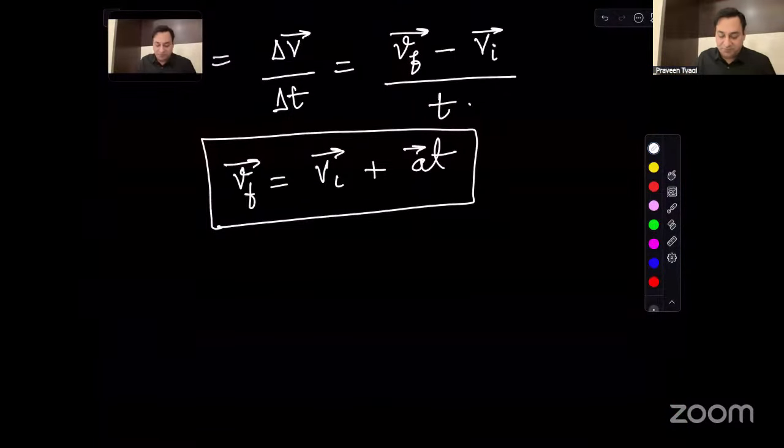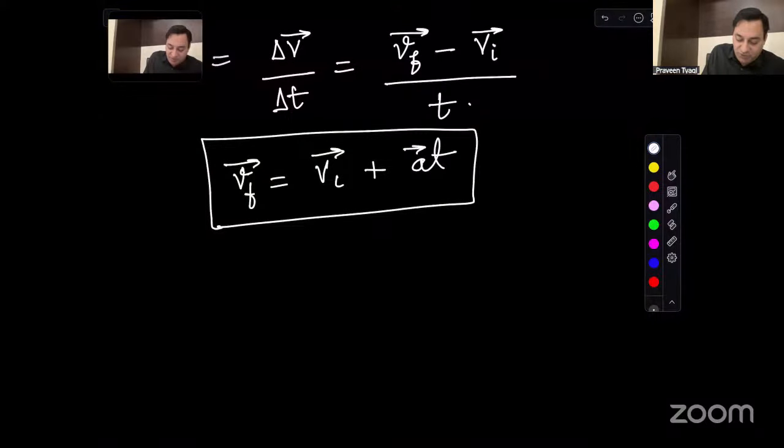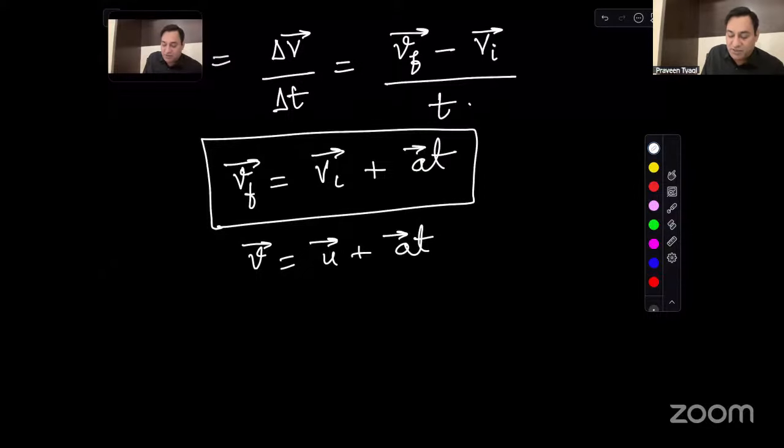Now, this is one equation of motion which you must be remembering. V is equal to U plus AT. But please understand, here V is a vector, U is a vector, A is a vector, and V is the final velocity, U is the initial velocity, A is the acceleration. This is one. Can you tell me other equations of motion?